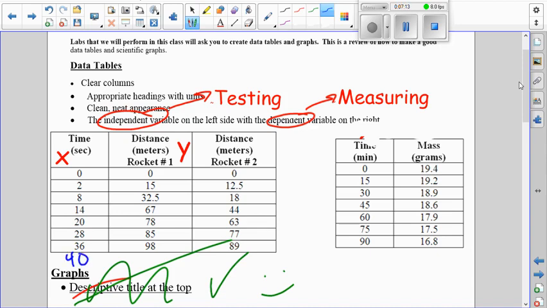And with my rockets, one goes up to 98, one goes up to 89. So what's a nice clean number that's more than 98? 100. Let's go with 100. Boom. So I'm going to make my rockets range from 0 to 100.